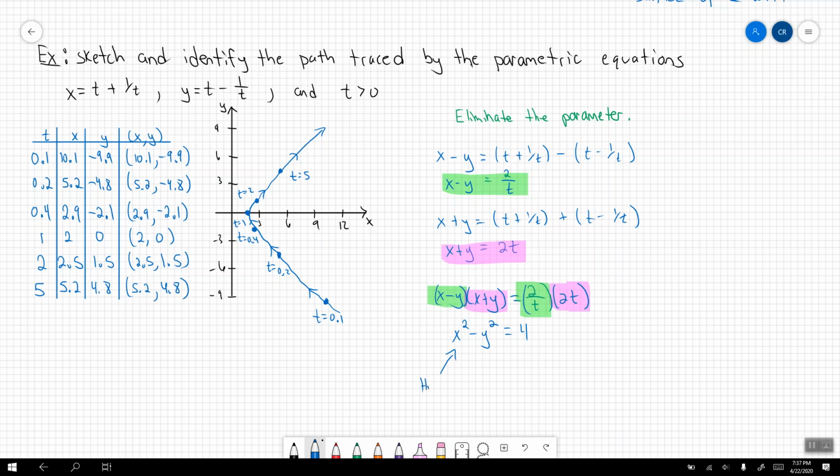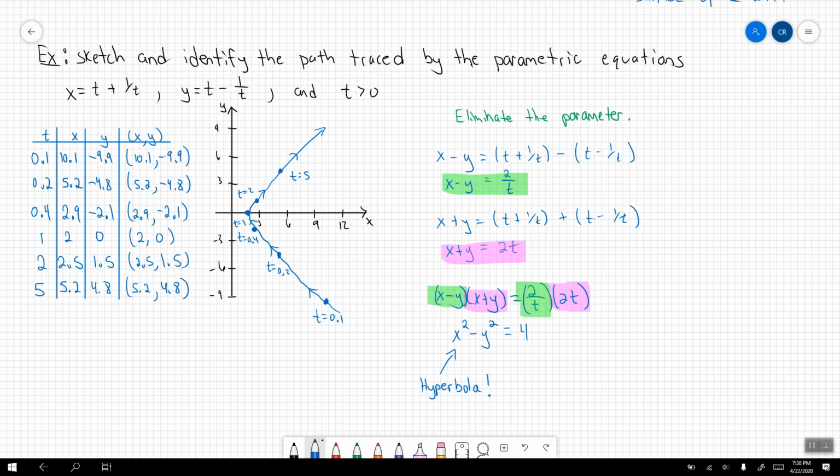Yep. That is a hyperbola. Now, the t values are only greater than 0, which for us is going to mean that it's only going to be one side of this hyperbola. All right. Now, let's see if we can go to, let's say, Geogebra, and look at this hyperbola and see how that's going to tie into this piece over here.